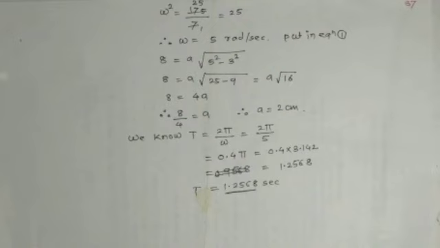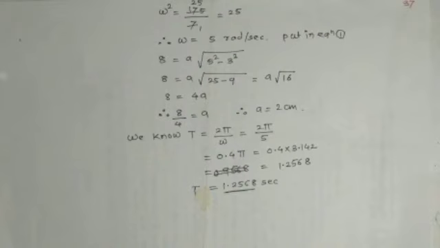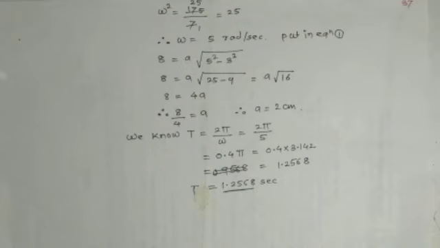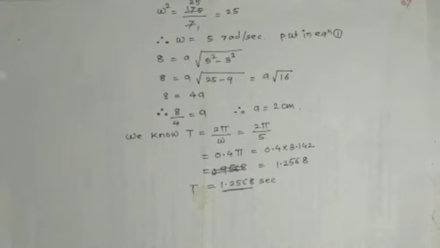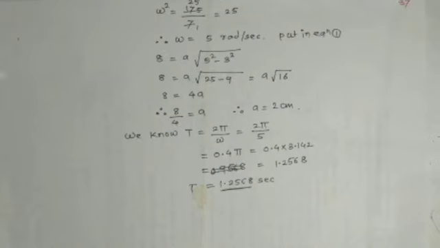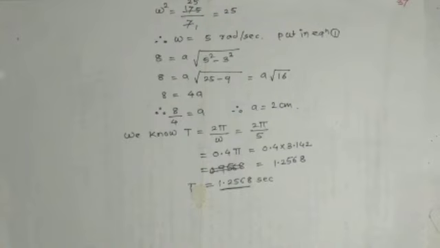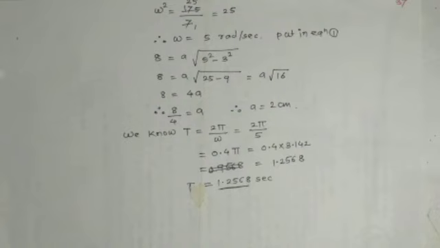We know that time period T equals 2 pi upon omega. If we substitute the value of omega 5, so capital T equals 2 pi upon 5, which is 0.4 into pi. If we substitute the value of pi, 0.4 into 3.142, the answer will be 1.2568. So time period will be 1.2568 second.